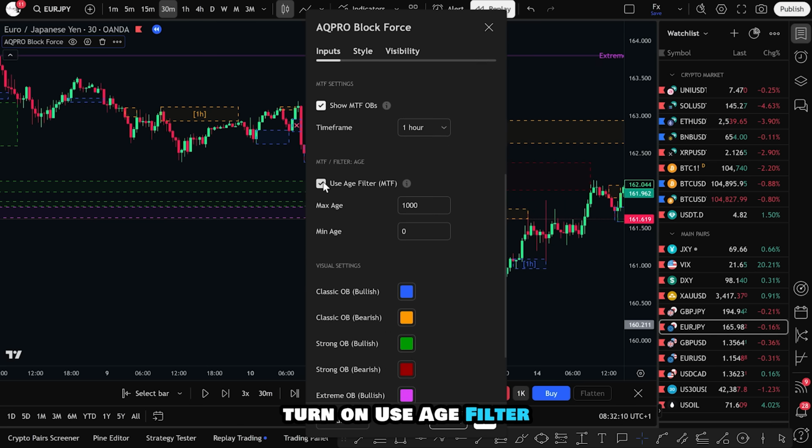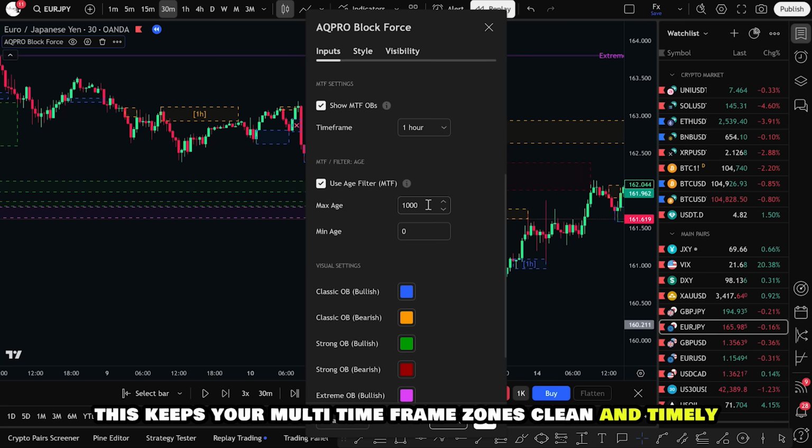Turn on Use Age Filter. Set max age to 1000 and min age to 0. This keeps your multi-time frame zones clean and timely.